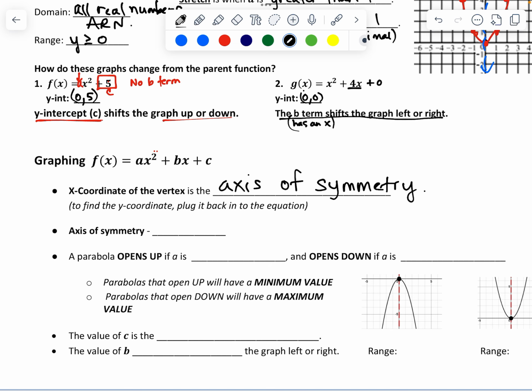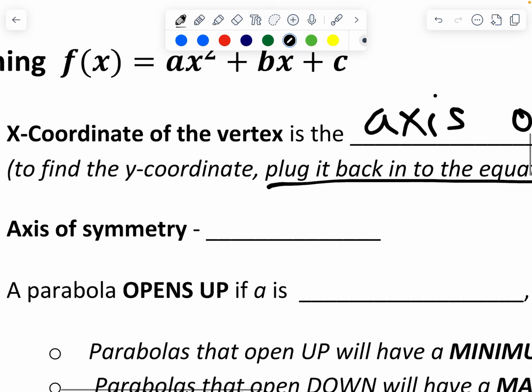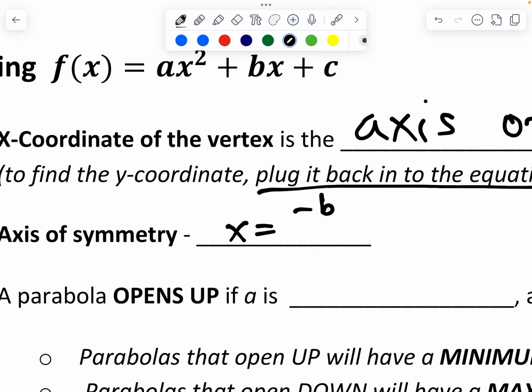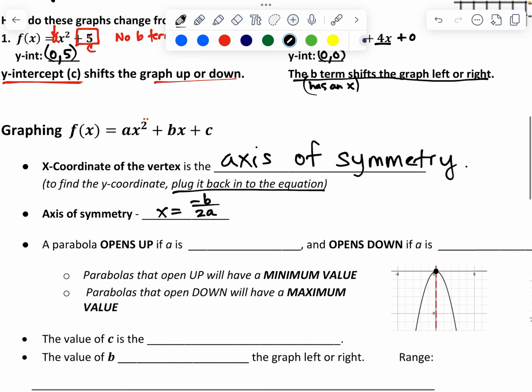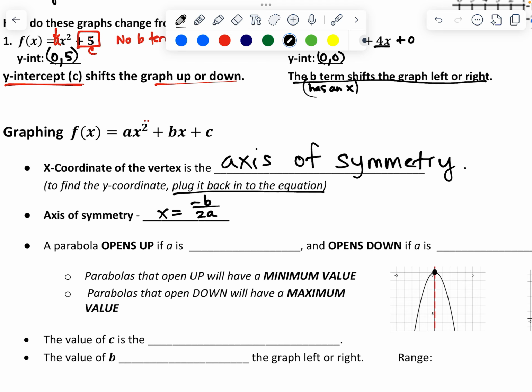Okay, and then once you find the axis of symmetry, to find the y-coordinate you have to plug it back into the equation. So the axis of symmetry, here's the formula you have to have memorized: x equals negative b over 2a. Once we have that, we're going to give you some vocabulary and some equations and formulas, and then we're going to learn how to graph those.